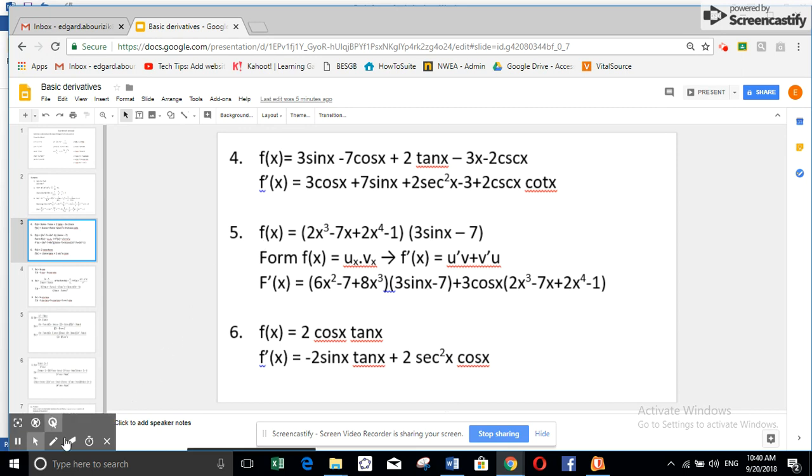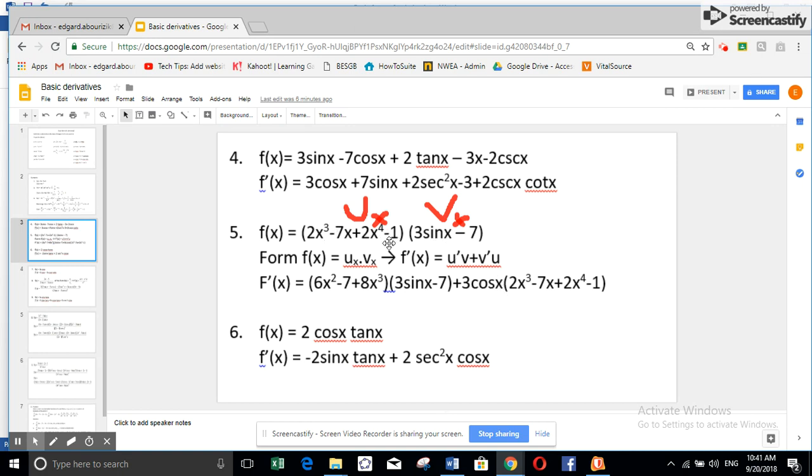In number 5, this is of the form u times v. As we said, u is a function of x, and this v is also a function of x. So the derivative, as we said before, is u prime v plus v prime u. You derive the first one: 6x squared minus 7x plus 8x cubed, times v as it is, without touching it. Plus we do the derivative of the second one: sine x gives cosine x, 7 gives 0, times the first parenthesis.